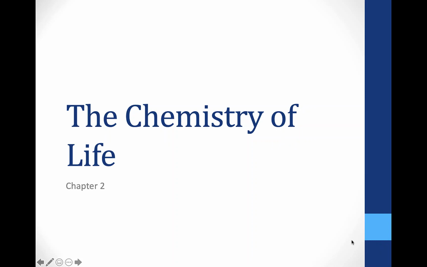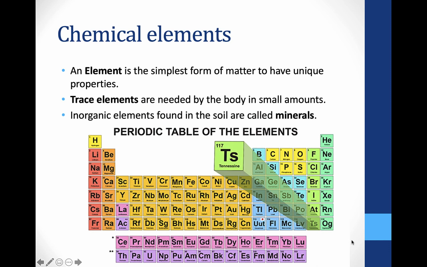Okay, in chapter 2, we're going to start looking at the chemistry of life, biology. And we're going to start at that lowest level of hierarchy, which is the atom, right? An element. So a chemical element is just the simplest, purest form of matter that has the unique properties of that matter.